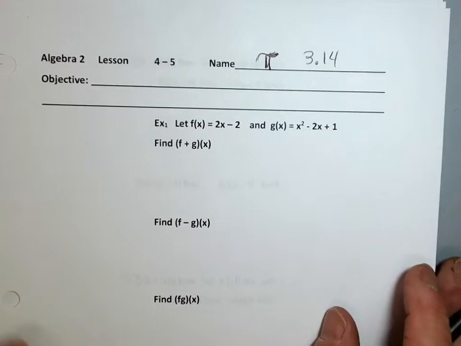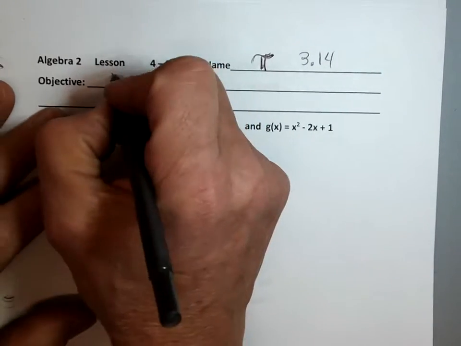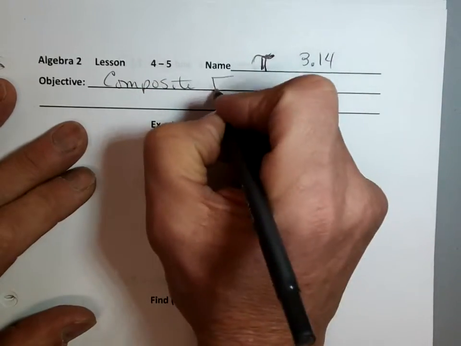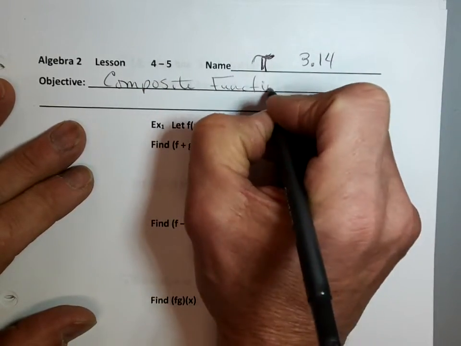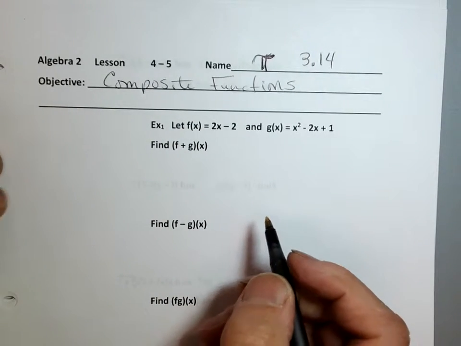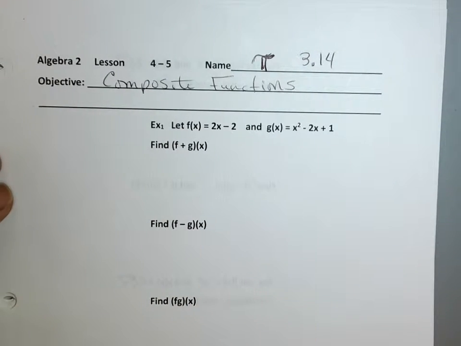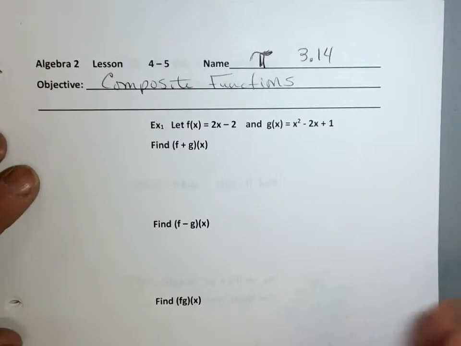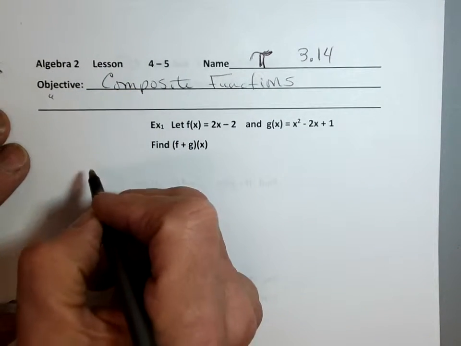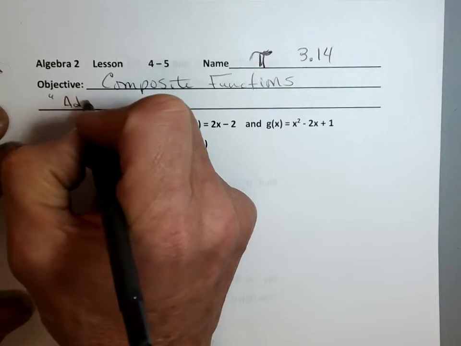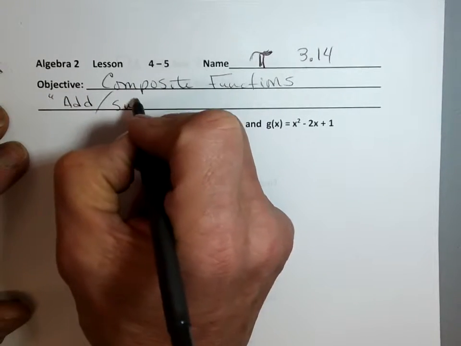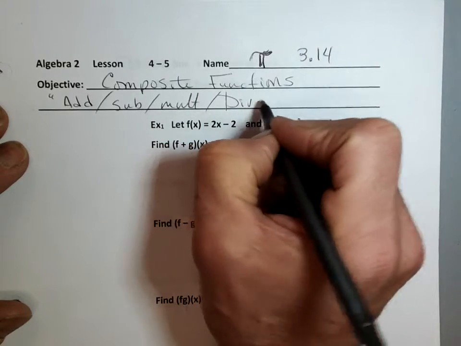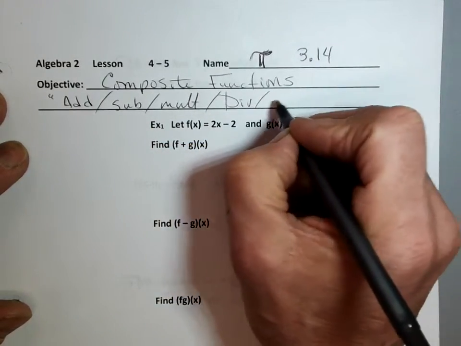Right. Okay, here we go. So, composite functions. So we're going to add, subtract, multiply, divide, and we're going to put a function into a function, okay? Composite function is like add, subtract, multiply, divide, and, believe it or not, we're going to put a function into a function.